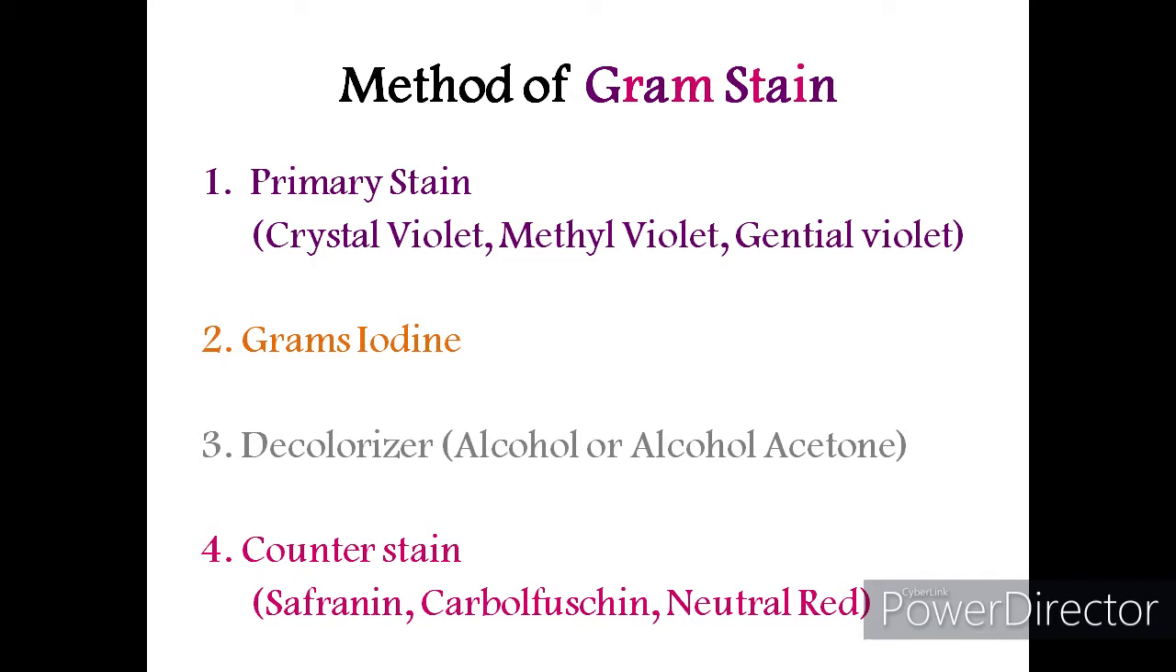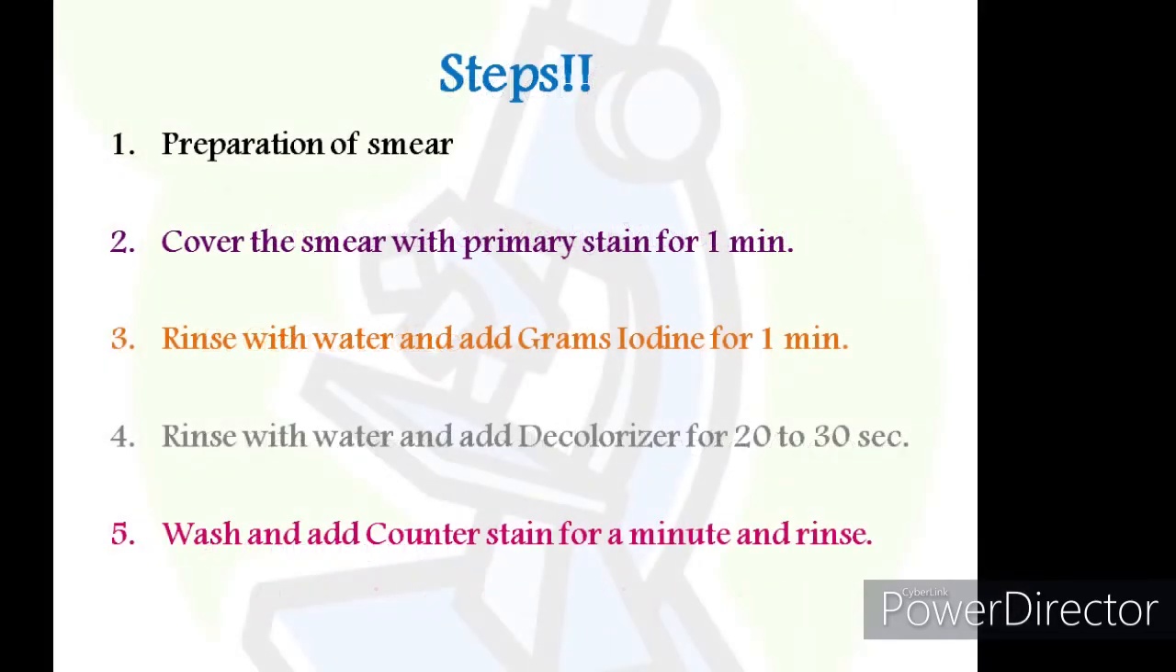The protoplasmic membrane of an organism is always acidic, so we are adding a primary stain as a basic dye. The second one is gram's iodine, that is simply an iodine. The third one is decolorizer, that is an organic solvent, alcohol or alcohol acetone. And the fourth one is counterstain, which is again a basic dye. The usually used counterstains are safranin, carbol fuchsin, neutral red, etc.